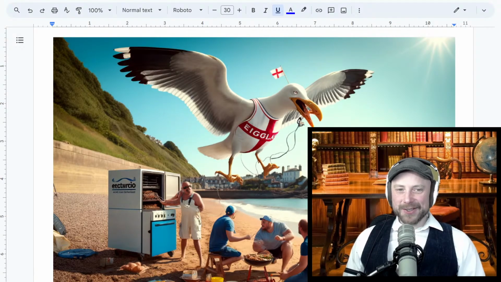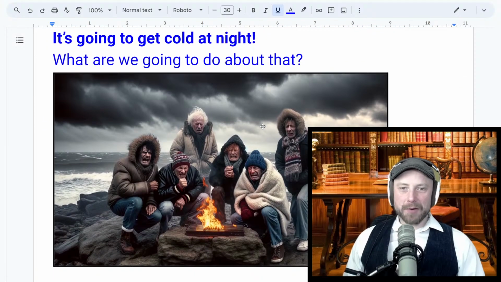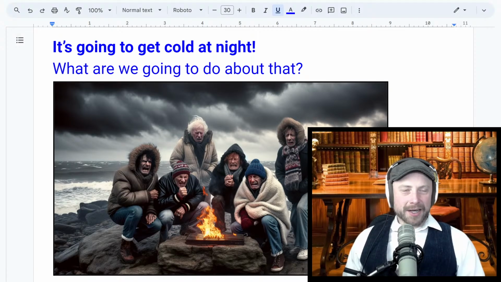Let's move on now to our next problem. So the next problem was, we thought, well, it's going to get cold at night. What are we going to do about that? That's pretty serious. We were worried about that as well because we wanted to stay there for quite a while, eat some meat, drink some beer. I don't drink alcohol anymore, but back then I did. So we know that the English summer can be quite nice in the daytime. It can get quite warm, nice warm weather, nice warm beach. But the evening is still very cold.